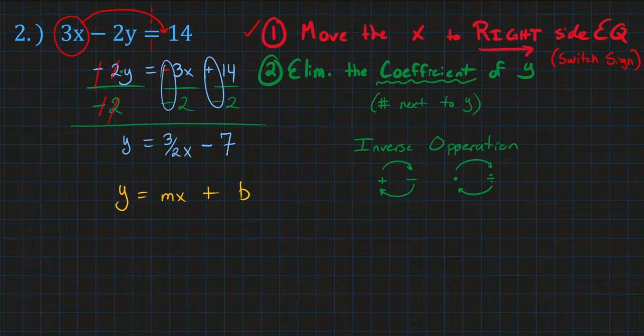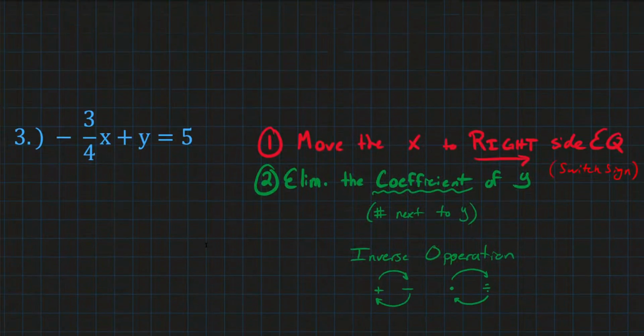And just like that, it's in slope-intercept form. y equals m, my slope is 3/2, x plus b. My b is negative 7. I'm ready to graph it. Put a dot on negative 7, go up 3 over 2, up 3 over 2. You know the drill. That's not what we're doing today, though. We'll do that later. Let's do another example.